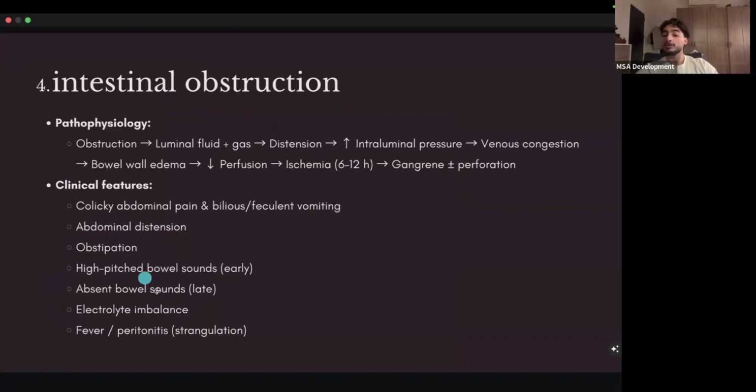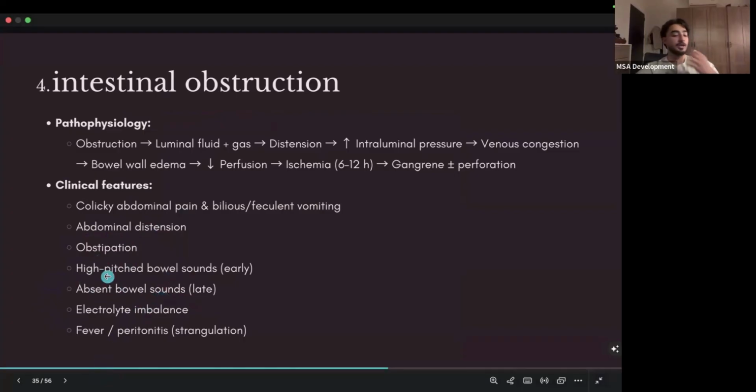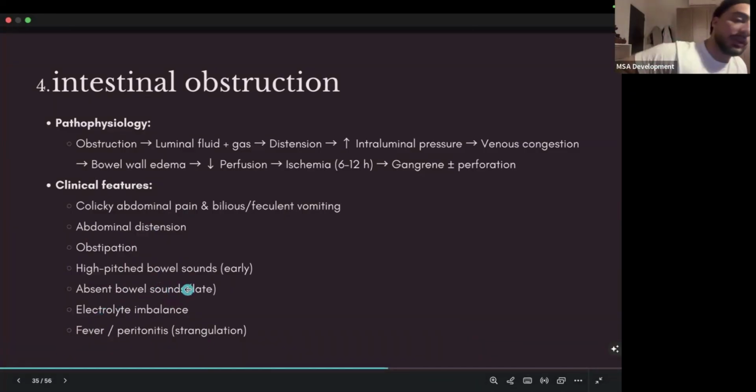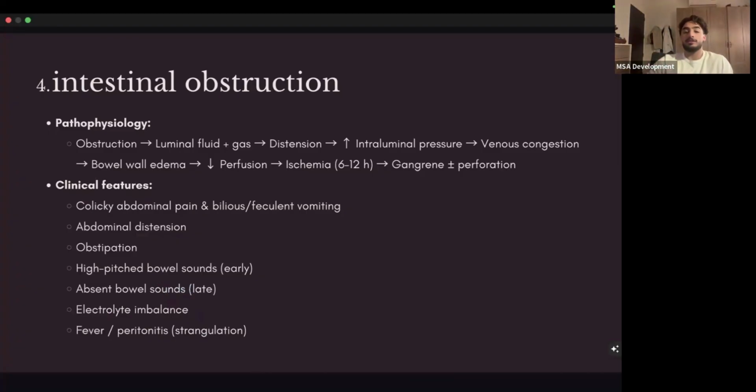High-pitched bowel sounds if it's early, and if it's late or if it progresses to involve the peritoneum, you could have absent bowel sounds. Electrolyte imbalances, so you can have features like problems with heart rate, for example, or fatigue or muscle pain. Fever, peritonitis if there's strangulation and involvement of the peritoneum.